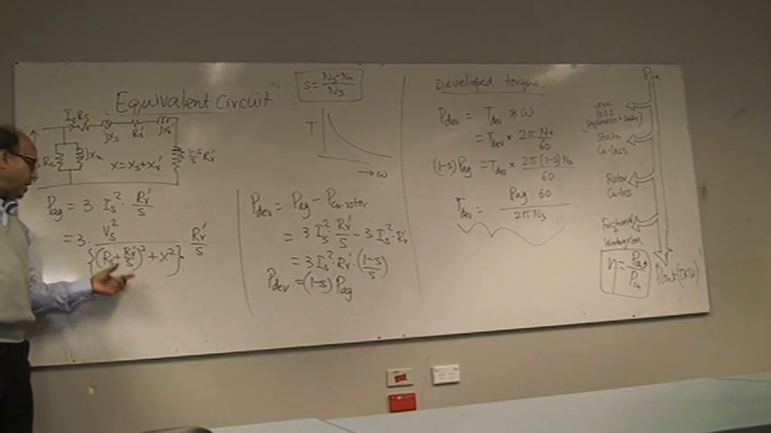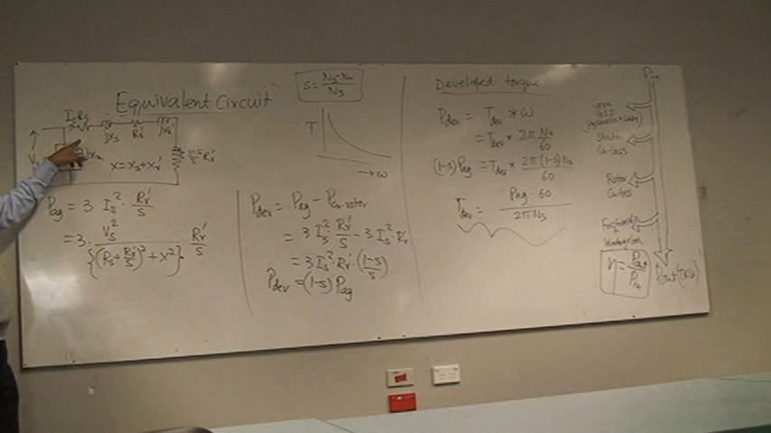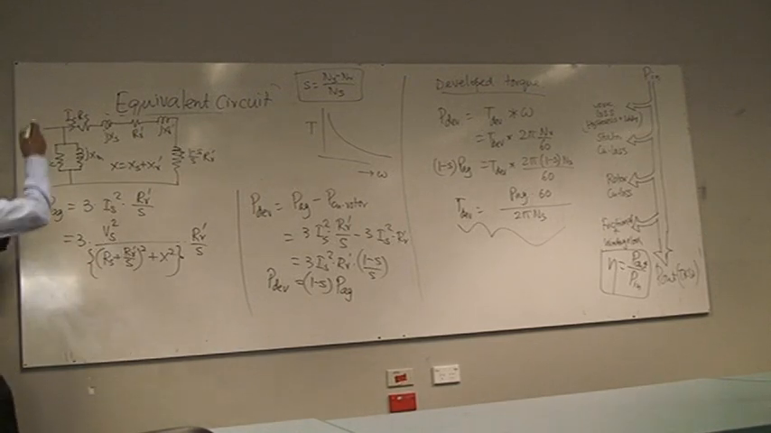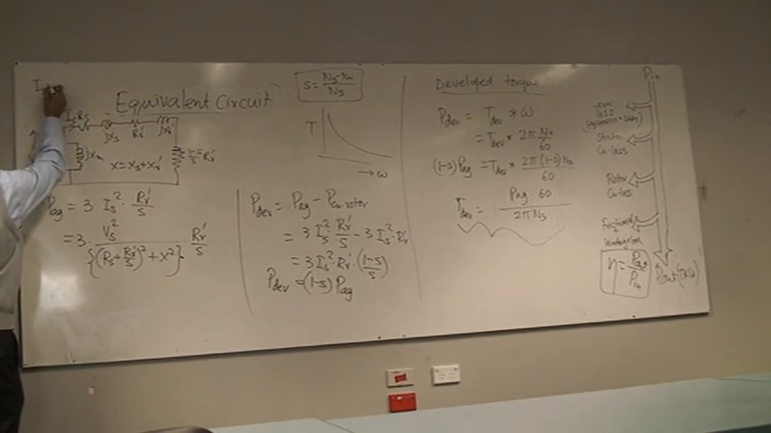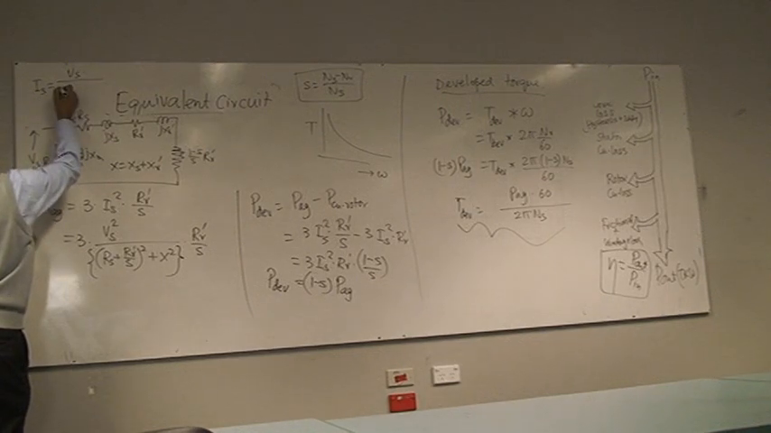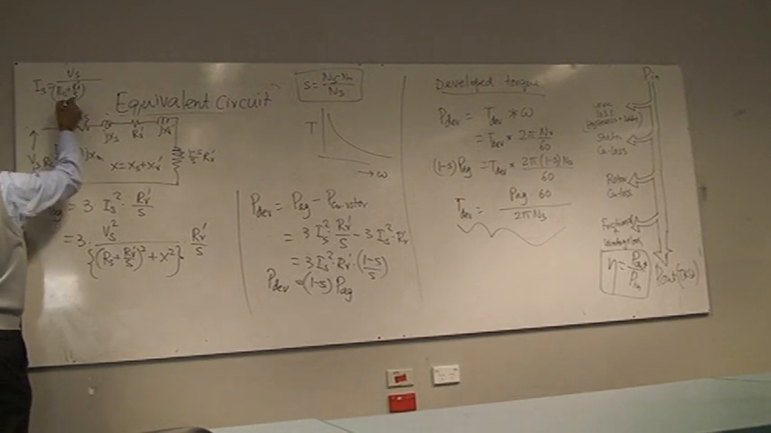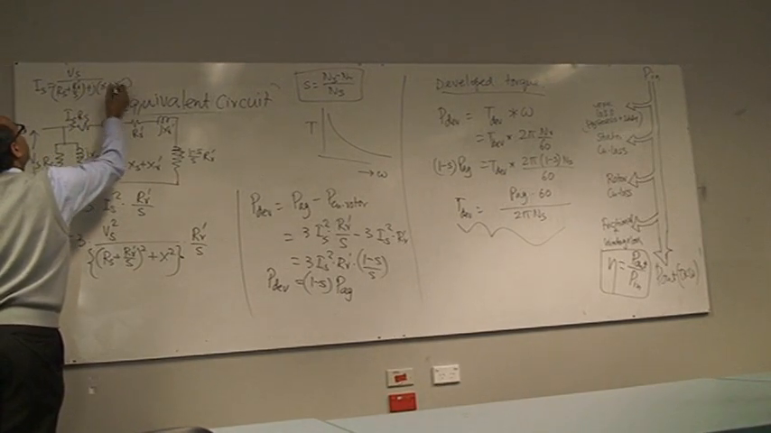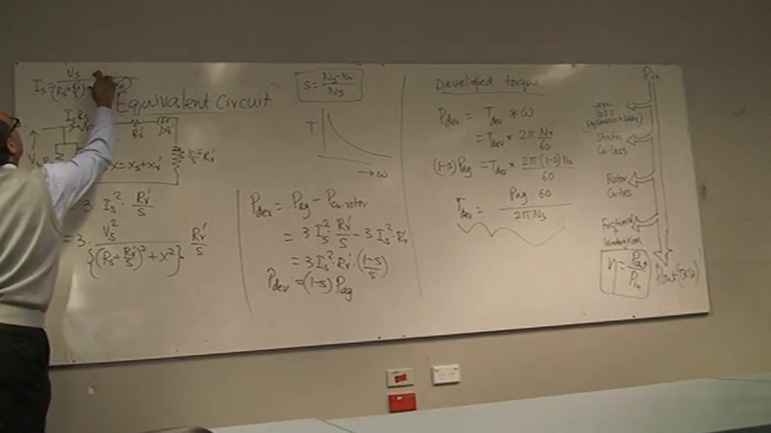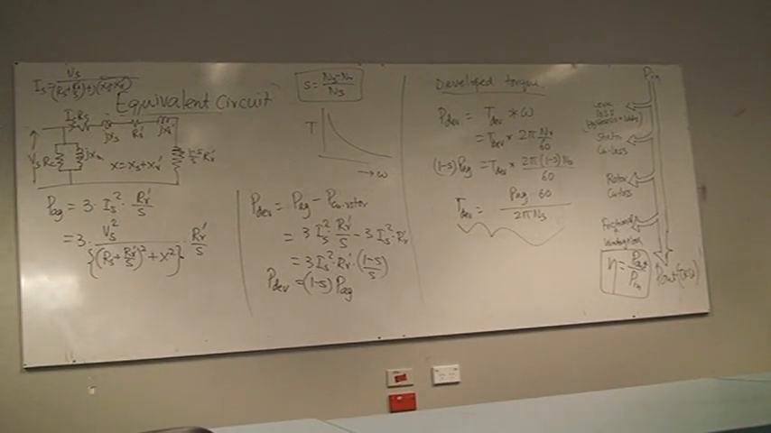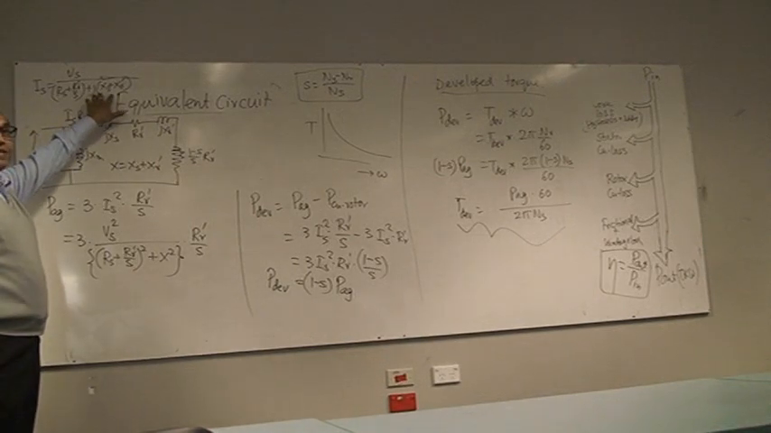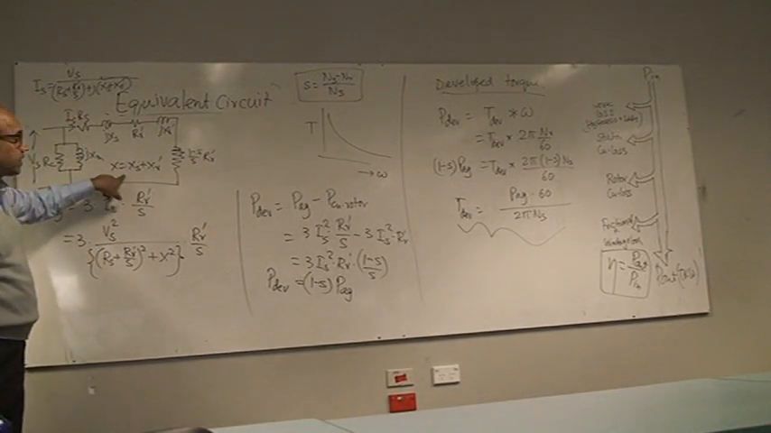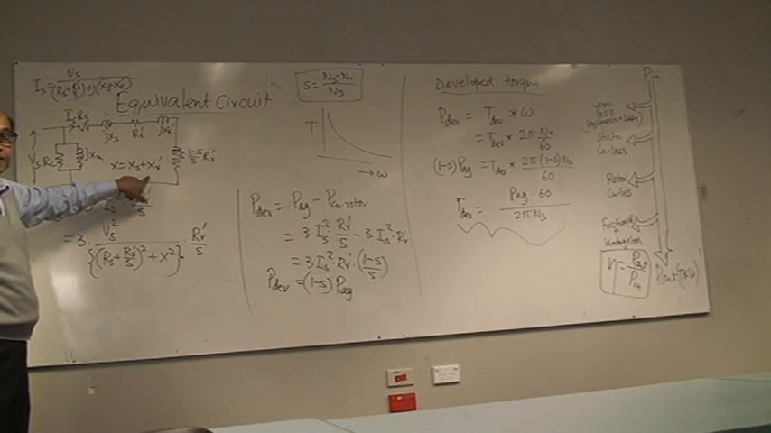Expression of I_s squared with this, because I_s, as you can see, what is your I_s? I_s is V_s by (R_s plus R dash by s) plus j(X_s plus X_R dash), isn't it? That's your I_s. So if I take this one as X, which I have assumed X is X_s plus X_R dash.